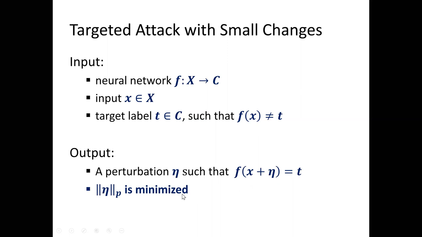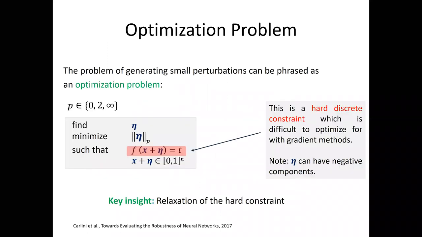So it's as small as possible, right? Okay, so P is typically L0, L2, or L infinity, often the L infinity norm. Okay. So let's look at the optimization problem here. What would be the corresponding optimization problem more formally?